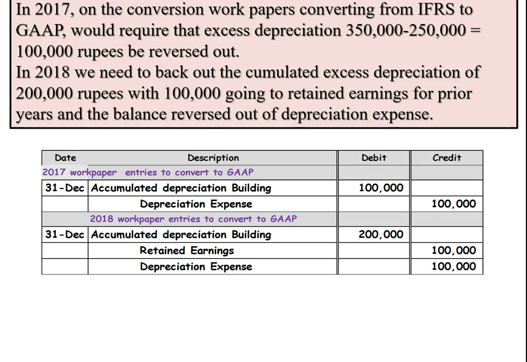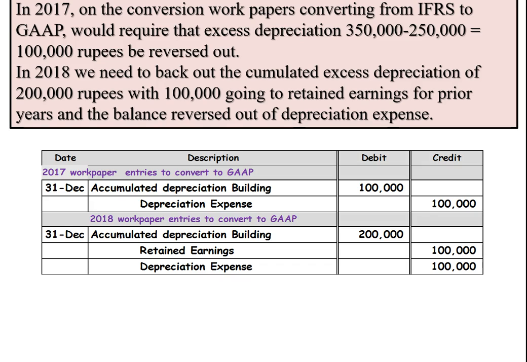In 2018, now we have an accumulated amount of 200,000. So we would reduce accumulated depreciation by 200,000. However, what we're going to do is credit retained earnings for the 100,000 from the prior year, and we're also going to take out of the current year depreciation expense 100,000 rupees.